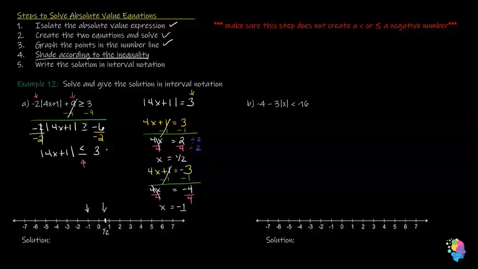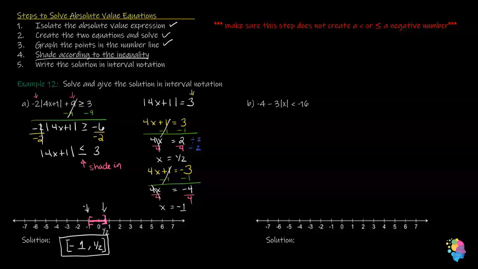Because it's less than or equal to, we're going to shade in. So that means I'm going to shade between these two numbers. And because it has that equal to, that means that I include the numbers. Once I know which values are shaded, we read from left to right, and this is being shaded from -1 to 1/2, and we are including the values. So this would be the result for example 12a.